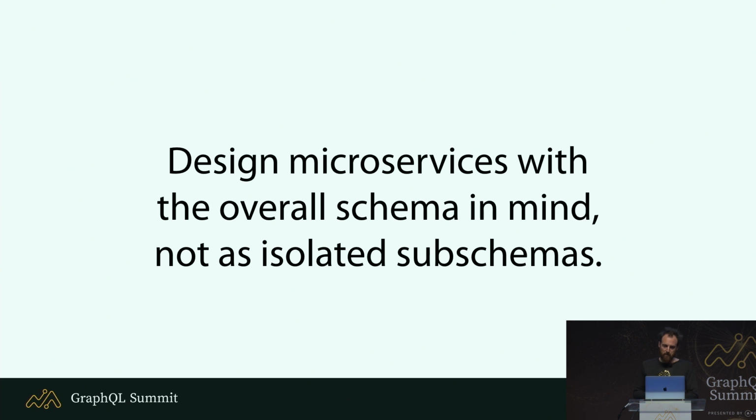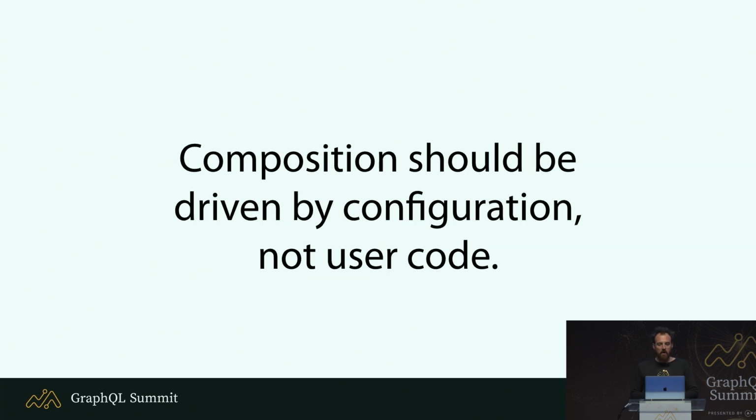So there are two takeaways here. One is you really want to design your microservices not as these isolated subschemas with foreign keys and root fields that are more like database queries than graph navigation. You also don't want to write user code. You don't want to write it because it's actual work to write it, but you also don't want to write it because you don't want user code running in your gateway. So schema composition, both for the local case and for the gateway case, should be driven by configuration, not user code.